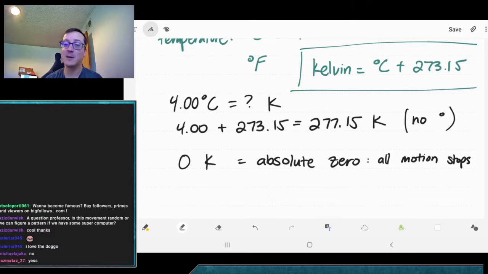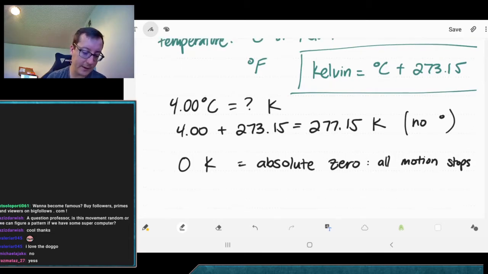And we're going to see that's going to be important for us when we talk about gases later on. So just keep that in mind. Celsius and Fahrenheit can totally be negative. No problems there. But not Kelvin. Kelvin cannot be negative. All right.